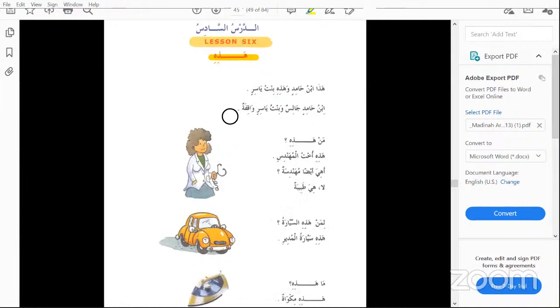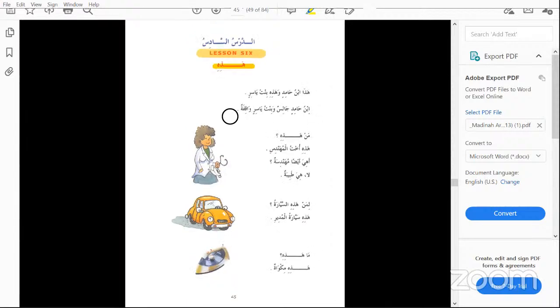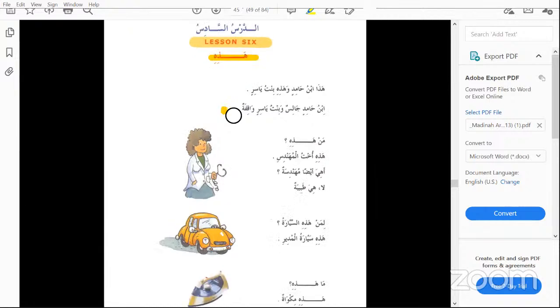هذا ابن حامد وهذه بنت ياسر. This is the son of Hamid and this is Yasir's daughter. Ibn Hamidin jalisun wa bintu Yasirin waqifatun. The son of Hamid is sitting and the daughter of Yasir is standing. Man hazihi? Who is this? Hazihi ukhtul muhandisi. This is the sister of the engineer. Is she also an engineer? La, hiya tabibatun. No, she is a female doctor.